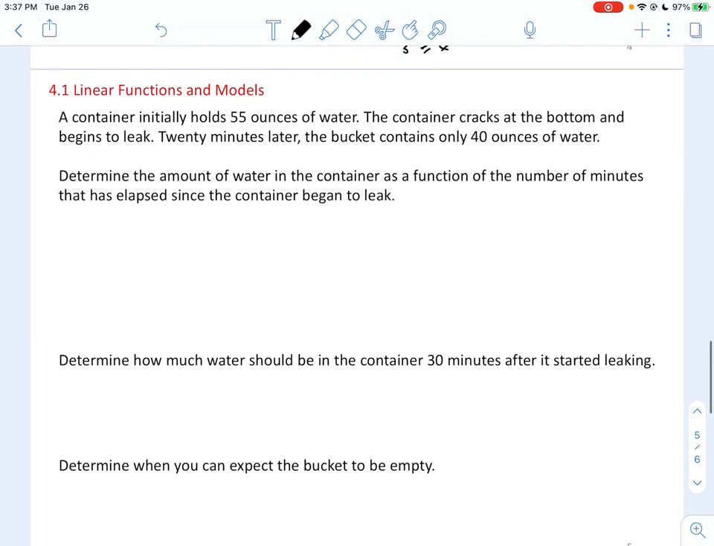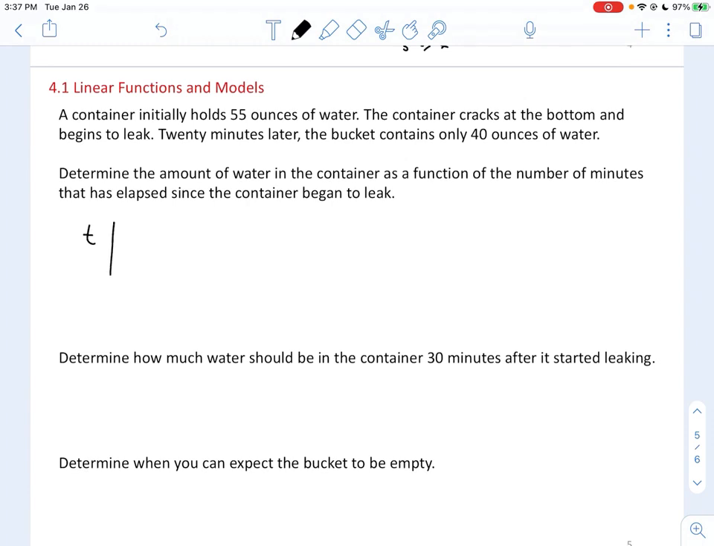Okay, so we're going to use t for our independent variable for time. And then for the amount of water, we want a letter as well. Since we're talking about volumes here, let's use v. We'll say time 0 is when the water started to leak. At time 0, the volume was 55 ounces. And let's put our units above this. Time will be in minutes, volume will be in ounces. All right, so 20 minutes later, so when time was 20, the bucket contains only 40 ounces.